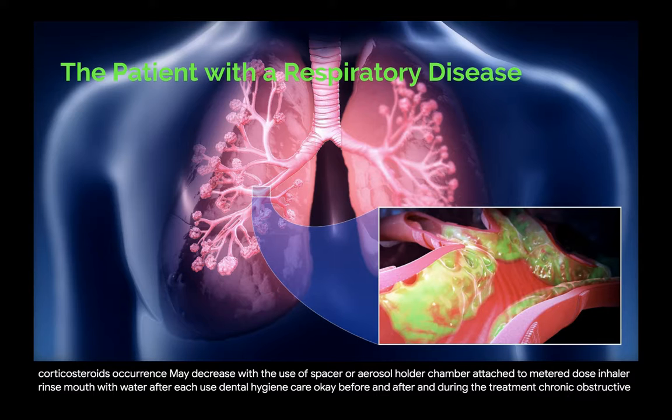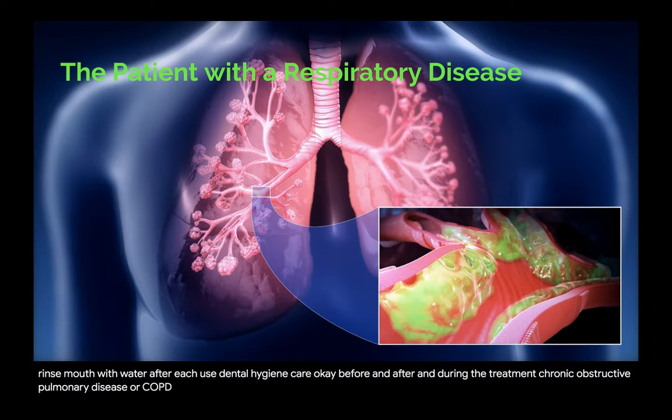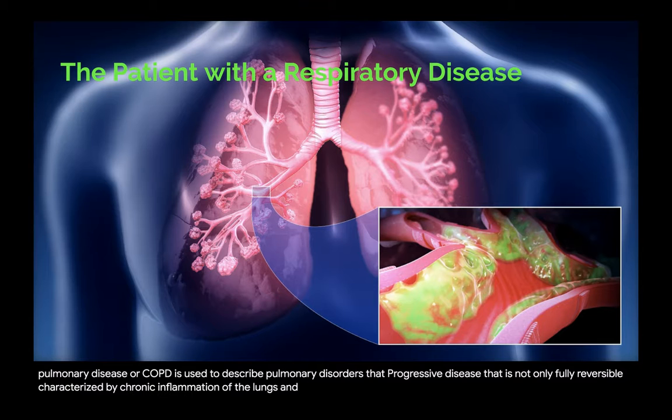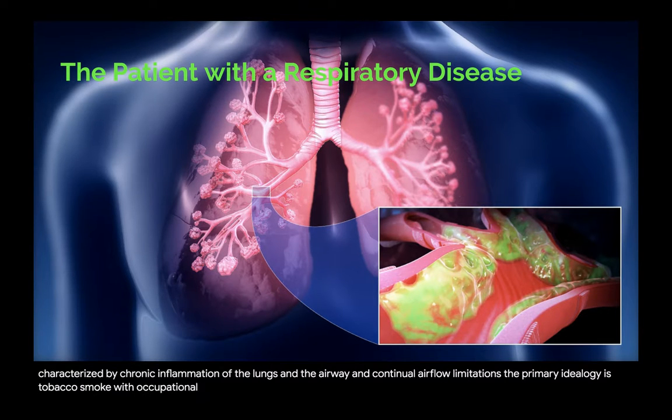Chronic obstructive pulmonary disease, or COPD, is used to describe pulmonary disorders that obstruct airflow. 2 of the most common types are chronic bronchitis and emphysema. It is a progressive disease that is not fully reversible, characterized by chronic inflammation of the lungs and airways and continual airflow limitation. The primary etiology is tobacco smoke, with occupational and environmental pollutants as contributing factors.